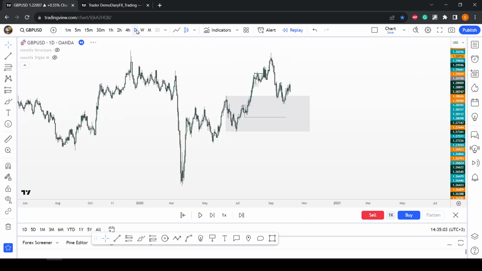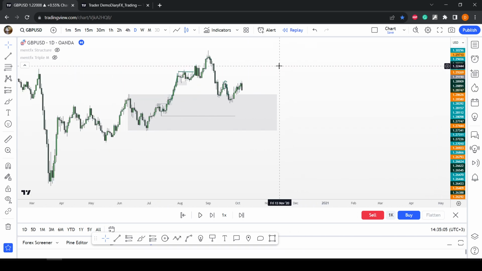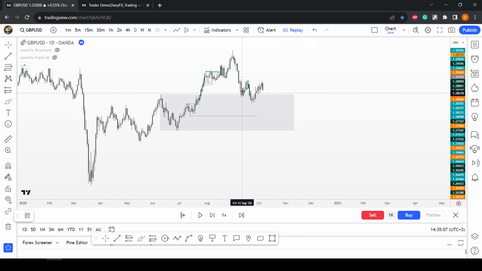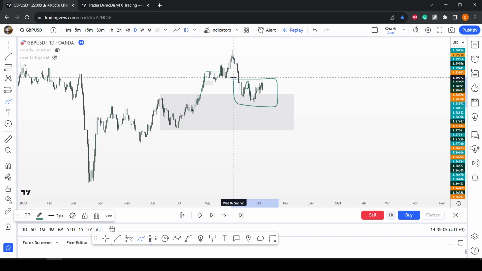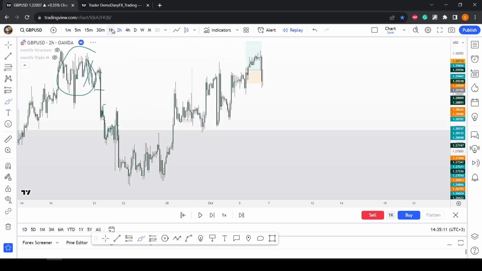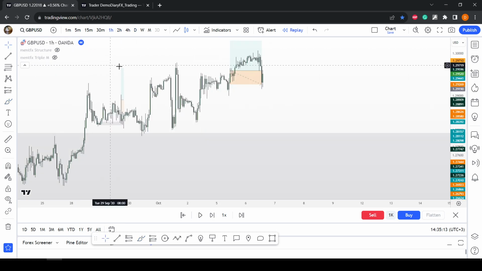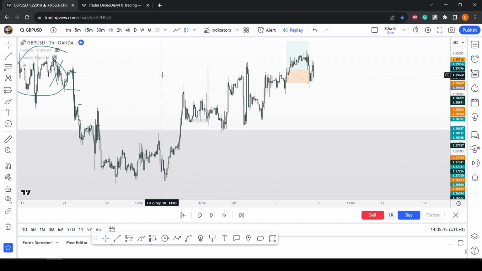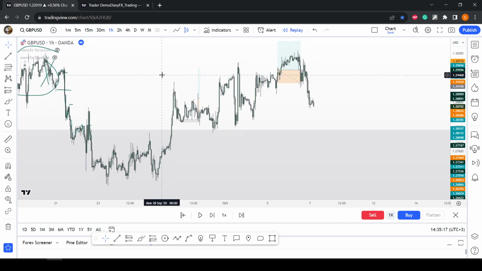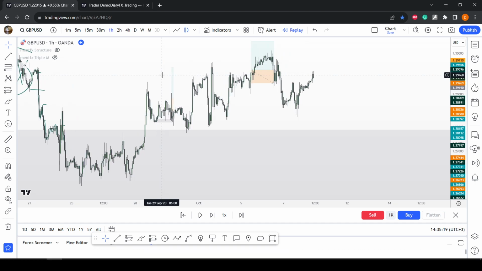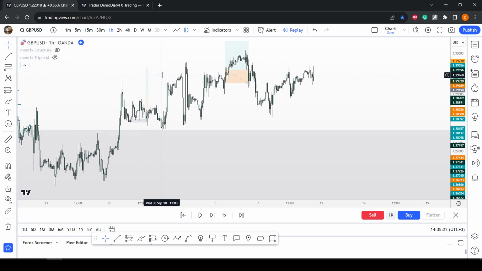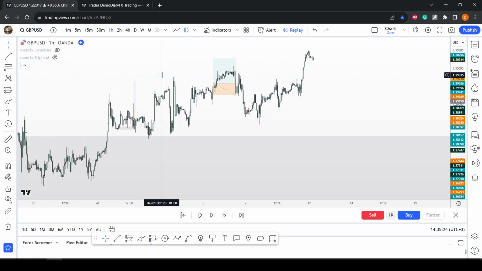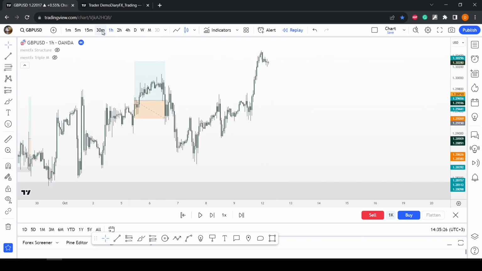Okay, so what we have in terms of daily. We just have this unclear box. Okay, unclear box. So nothing for bearishness, nothing for bullishness. Let's just wait a little bit. Okay, bearish. Bit bullish. Bullish. Okay, so we have impulse correction on 1 hour.